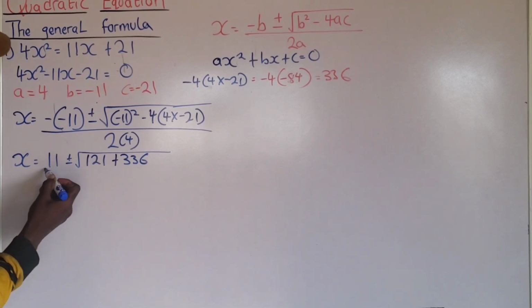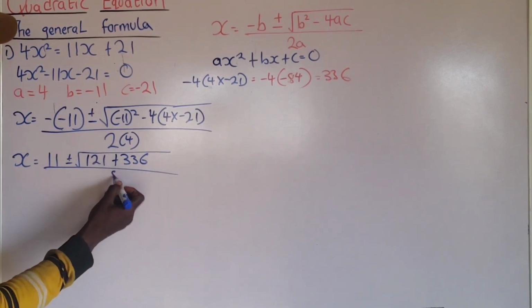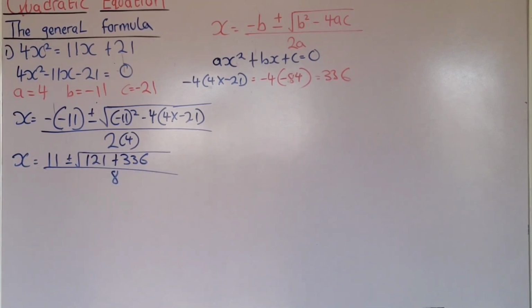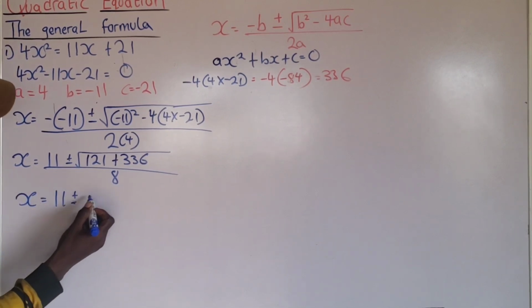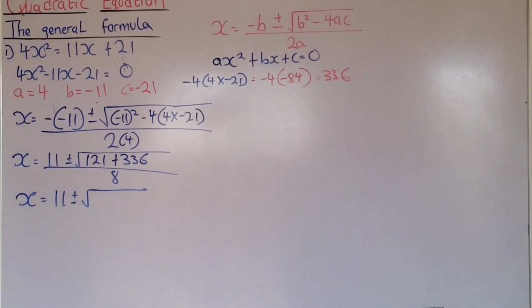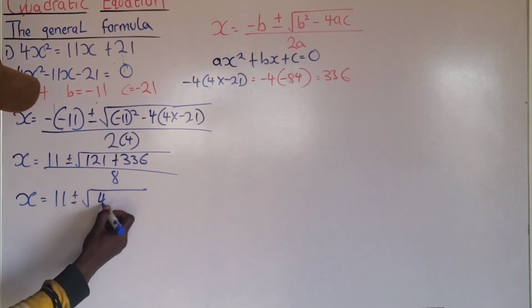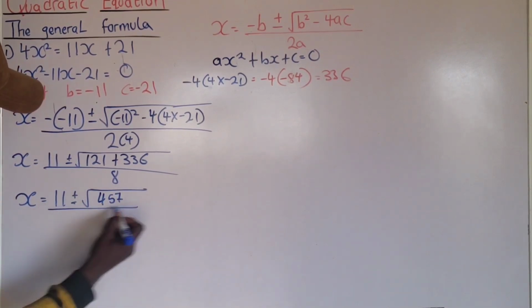All over 2 multiplied by 4 is 8. Okay? Now let us proceed. Here I'm going to have x is equals to 11 plus or minus square root of, now 121 plus 336, that is 457. So I'm going to have square root of 457 all over 8.